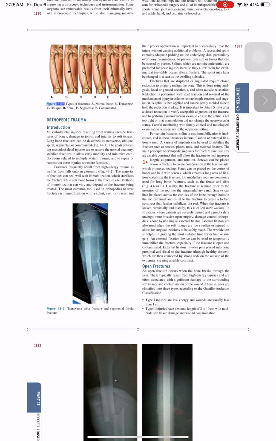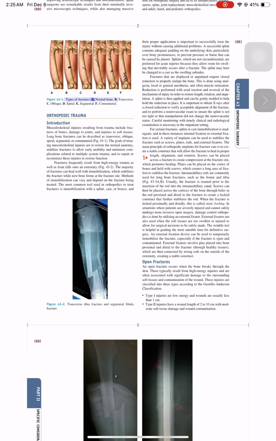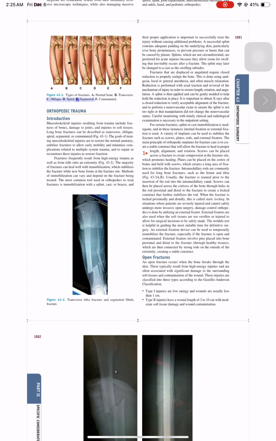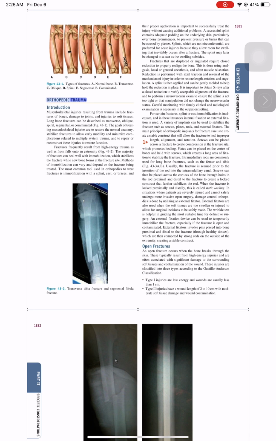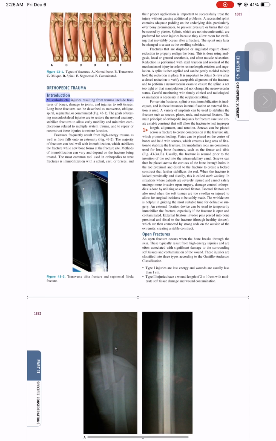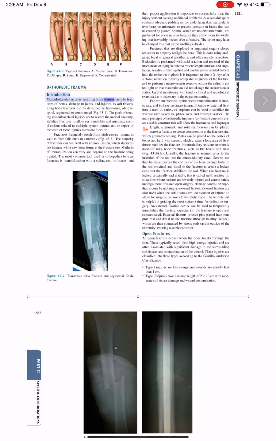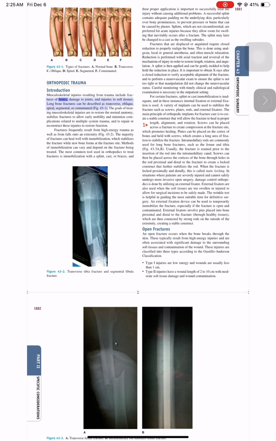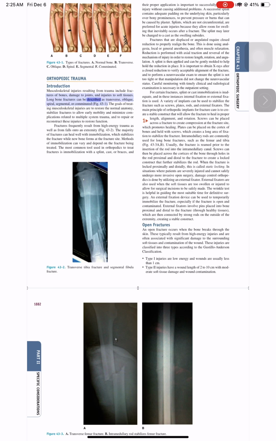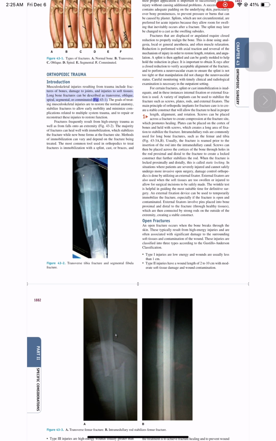Figure 43.1. Types of fractures: A, transverse; B, oblique; C, spiral; D, segmental; E, comminuted. Orthopedic trauma. Introduction: musculoskeletal injuries resulting from trauma include fractures of bones, damage to joints, and injuries to soft tissues. Long bone fractures can be described as transverse, oblique, spiral, segmental, or comminuted, figure 43.1.